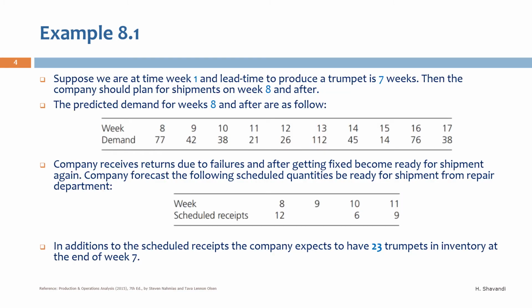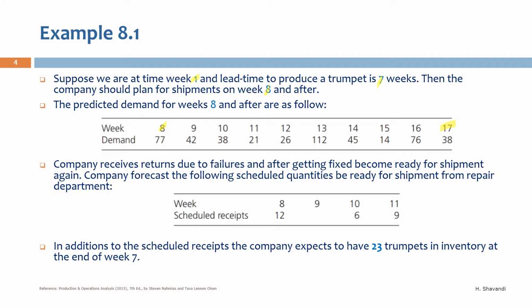So let's assume that we are at week 1 now, and since the lead time of producing one trumpet is 7 weeks, we can plan for week 8 and later in this example. Here we have the forecasted demand for weeks 8 up to week 17. These are the forecasted demand.